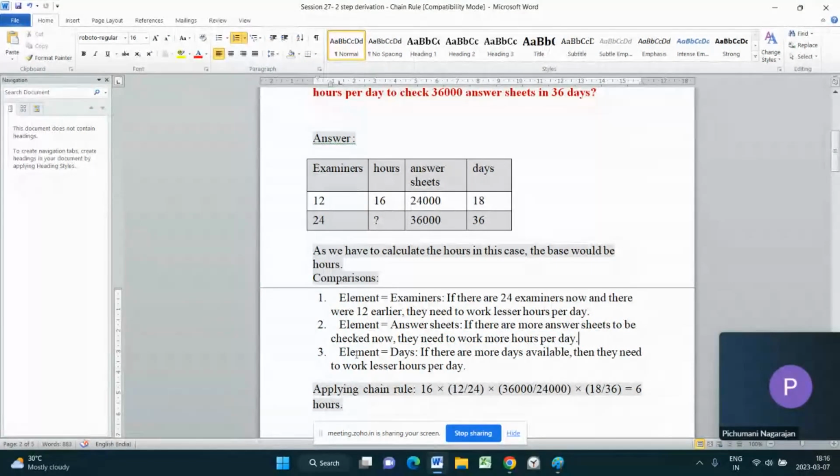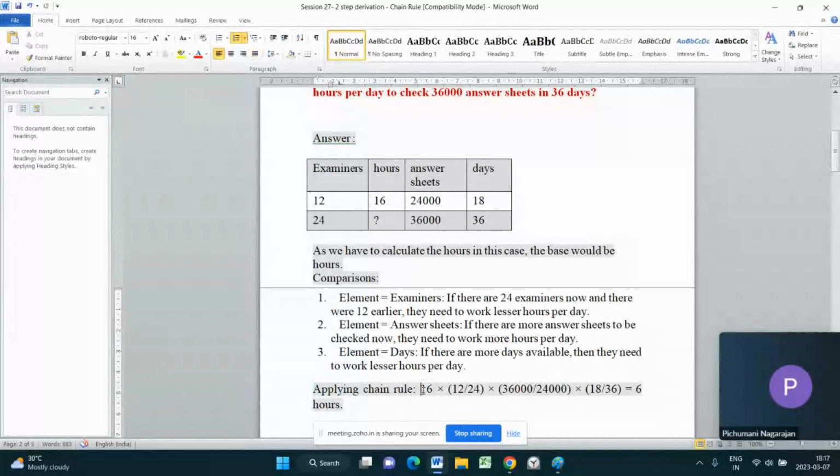Next, the third one: we are going to finish in 36 days, whereas they finished in 18 days earlier. When you compare these two, 36 days is more, days are less before, so you need to work fewer hours per day. This is our comparison. Using this comparison, we are going to apply this rule.